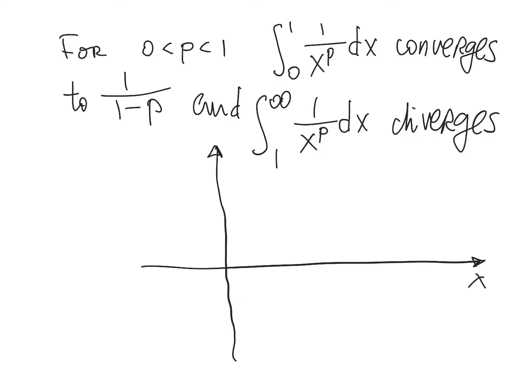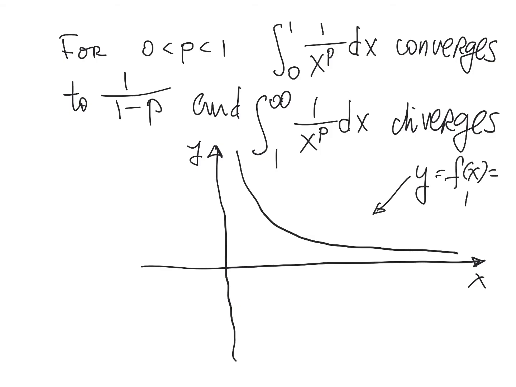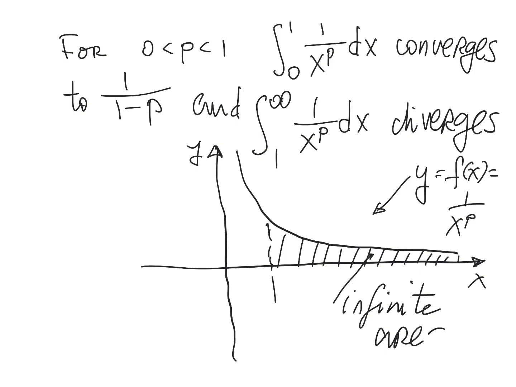Again, here's the graph, y equals f of x equals 1 over x to the p. Remember, p is between 0 and 1. We'll split it up. The area below this curve from 1 to infinity is infinite. But the area below this curve over the interval 0 to 1 is finite, and it equals 1 divided by 1 minus p.